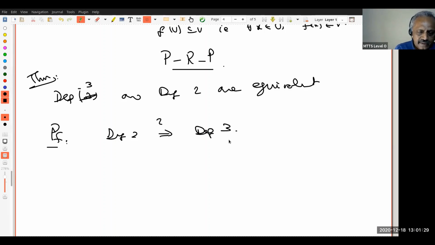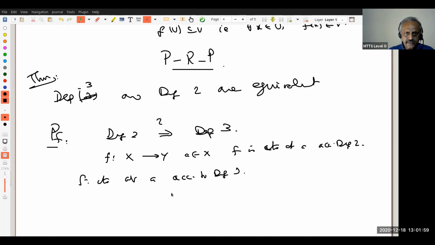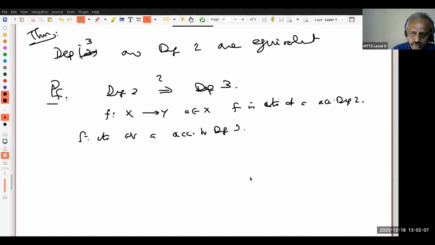What does it mean? It means that f is a function from X to Y, a is a point in X, and assume f is continuous at a according to definition 2. So I have to prove f is continuous according to definition 3. So what does that mean? If I want to prove f is continuous at a according to definition 3, what should I do? You are going to give me an open set V, so that f(a) belongs to V. You understand that?